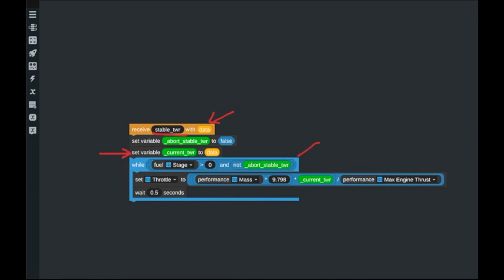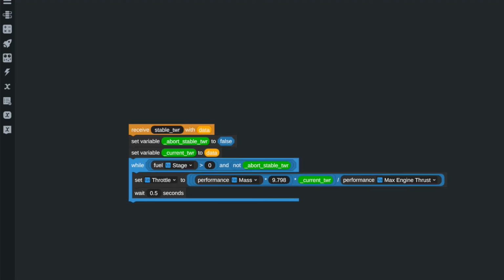We then loop while we have fuel and the abort variable has not been set to true, and every 500 milliseconds we set the throttle based on the ratio of our desired engine thrust to our maximum engine thrust. Since TWR is computed by dividing thrust by weight at sea level, we can compute the desired thrust by multiplying TWR by our current weight at sea level.